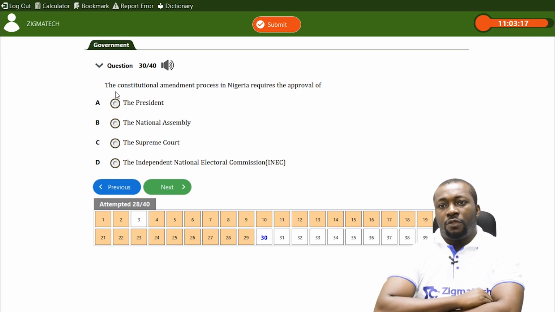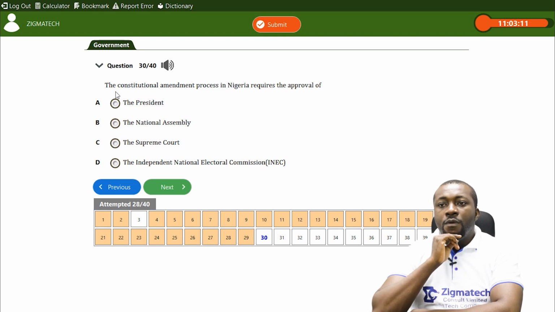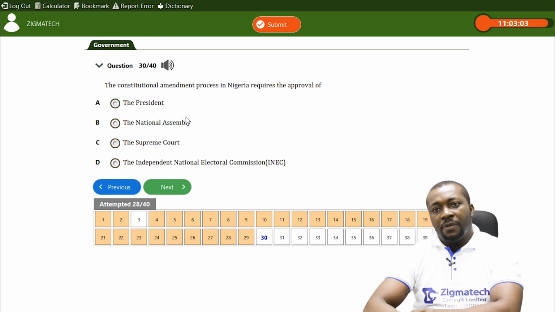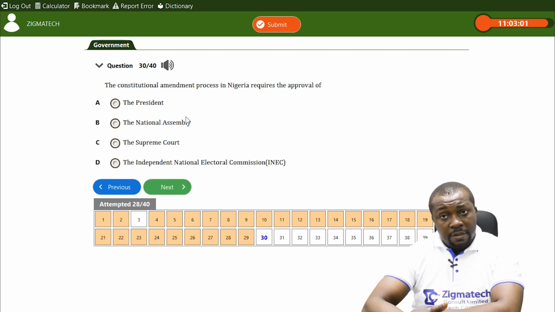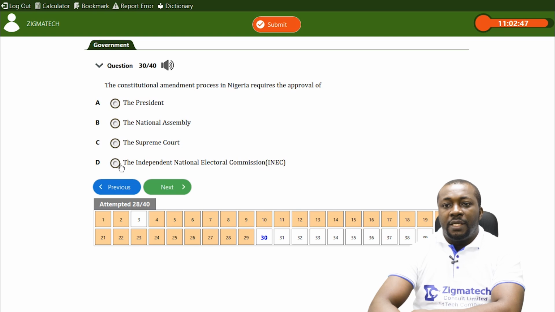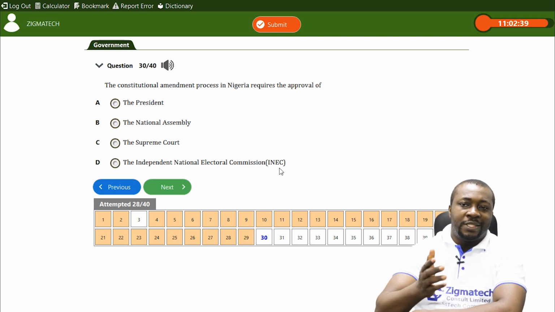Question 30 says, the constitutional amendment process in Nigeria requires the approval of who amends the constitution? Who is in charge? Is it the president? The president does not. The president can rather send a bill, but he's not the one that will approve and pass that bill. The Supreme Court has nothing to do with constitutional amendment. It interprets the constitution when it's amended. D, the Independent National Electoral Commission. Of course, the Independent National Electoral Commission conducts election.